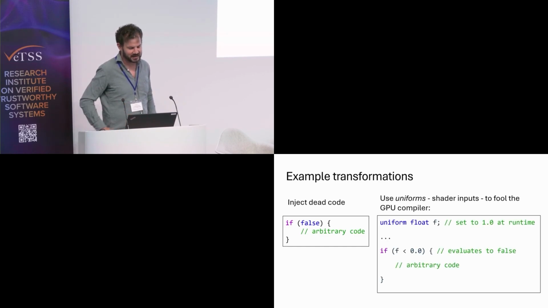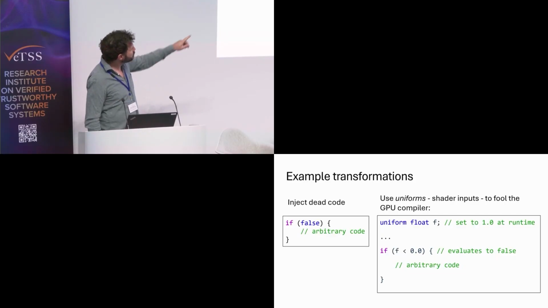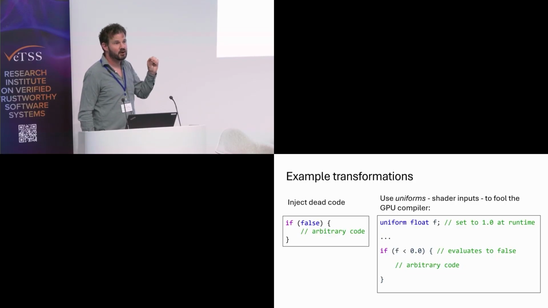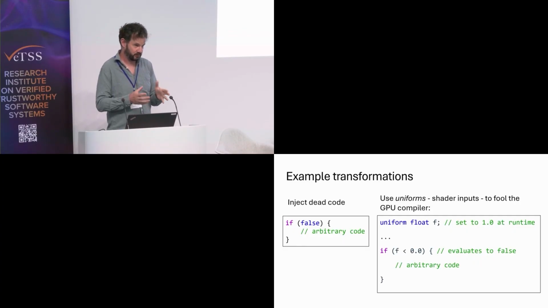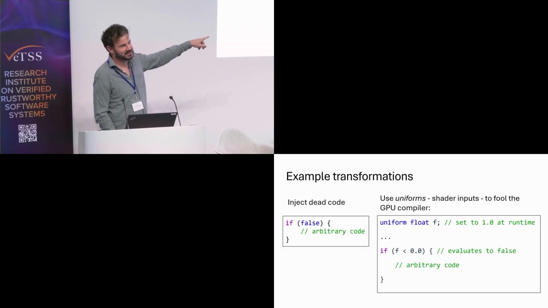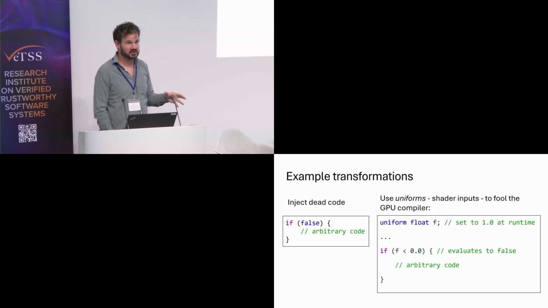So what you might want to do instead is use something called a uniform, which is an input to a shader. It's a runtime-known but compile-time-unknown value. Because you're in control of it as the tester, or the person building this testing framework, you can ensure that it's always going to be set to a particular value at runtime. So we could say: if f is less than 0, then arbitrary code. The compiler cannot make any assumptions about what f is going to be, because it can be whatever you pass at runtime. Then when you come to actually run your workloads, you pass a value that's going to make that condition false.